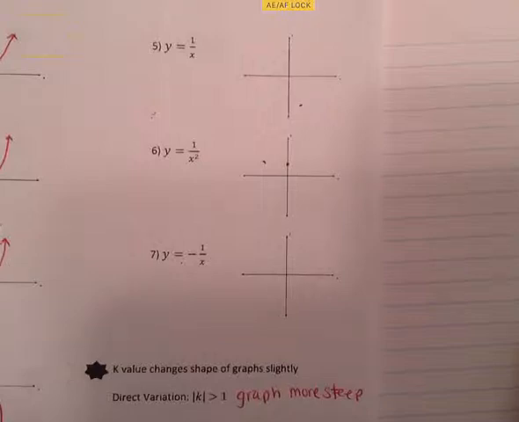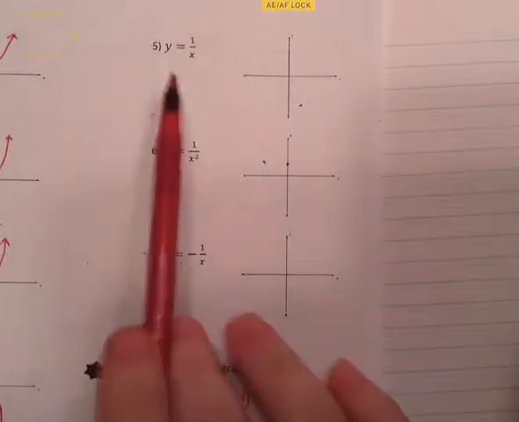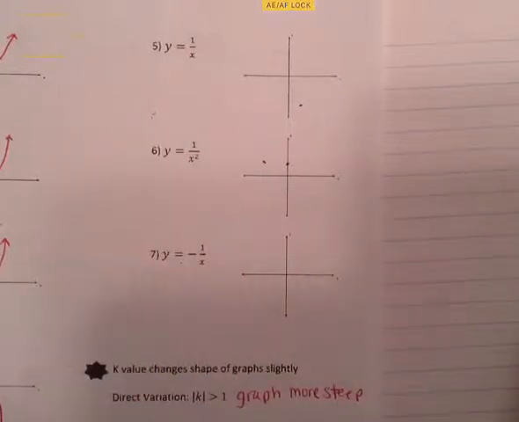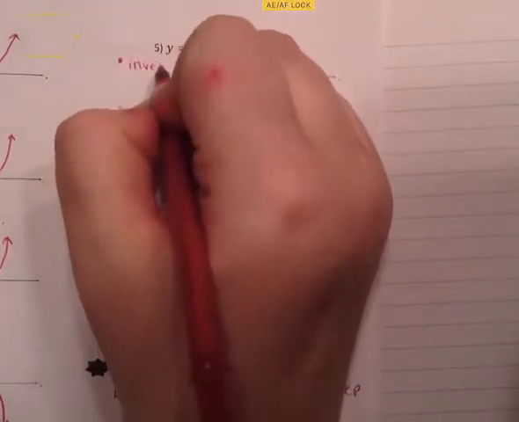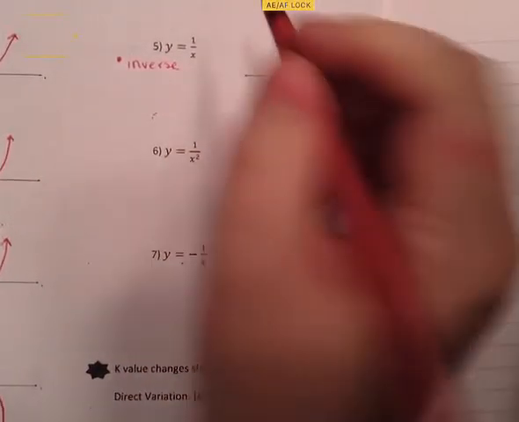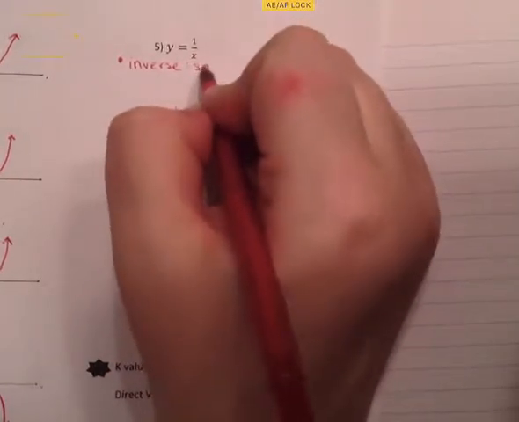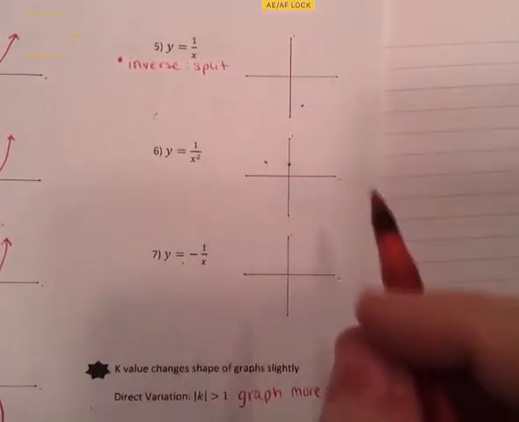This video is still on power models, and we are sketching the graph based off of the equation for direct and inverse variation. So on this problem number 5, it's y equals 1 divided by x. First thing we look for is: is this direct or inverse? This is divided by x, so this is an inverse.